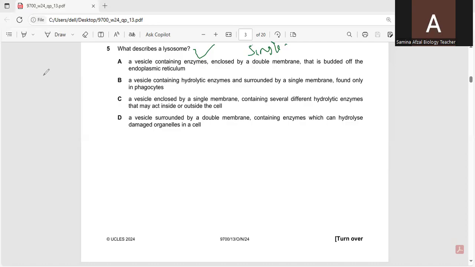Yes, and this is also incorrect because the lysosomes do not bud off from the endoplasmic reticulum, they bud off from the Golgi apparatus. So this statement is not correct.